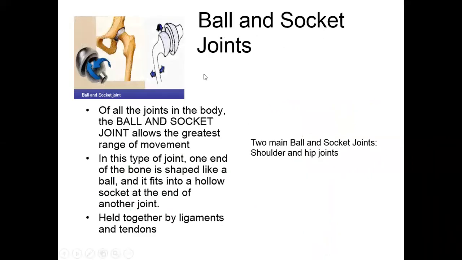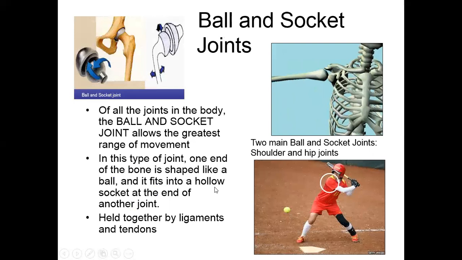Now let's take a look at all these joints. The ball and socket joint, as I told you before, is formed in such a way that you have a socket which the ball enters into. It also allows the greatest range of movement in the body. In this type of joint, one end of the bone is shaped like a ball and fits into the hollow socket at the end of another one. It is also held together by ligaments and tendons, which we're going to talk about later. These are the two main ball and socket joints: the shoulder and the hip joint.